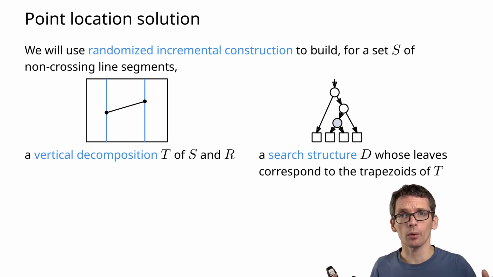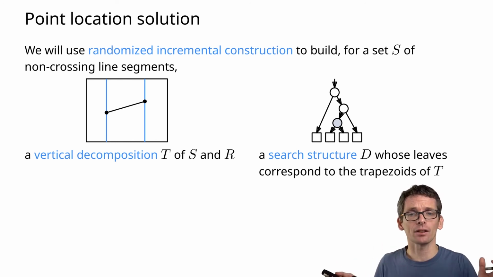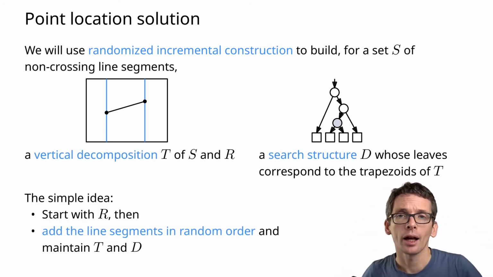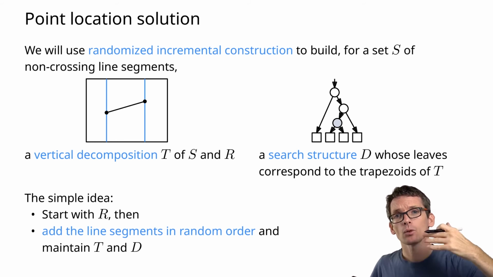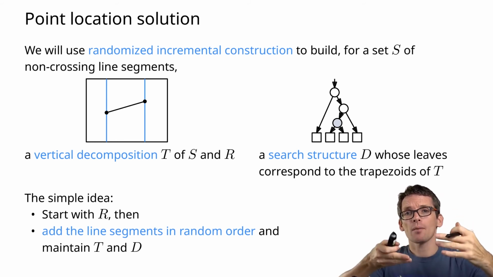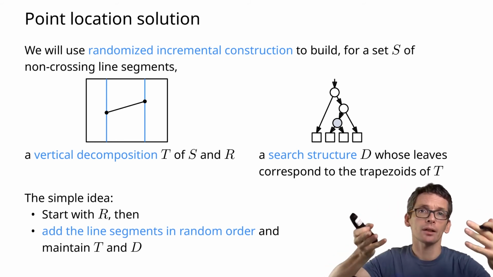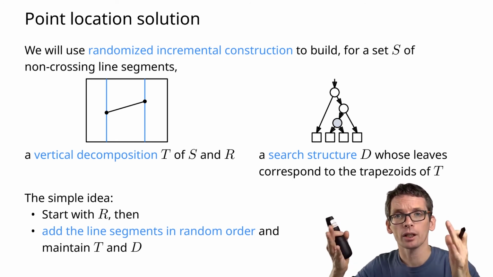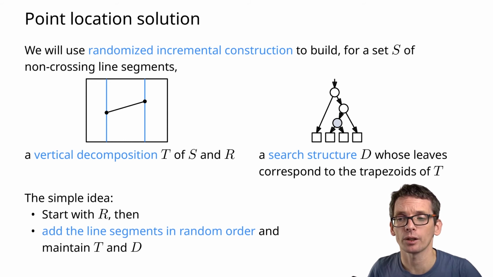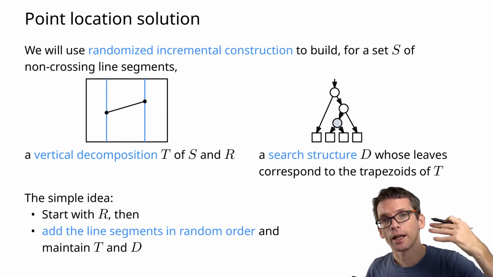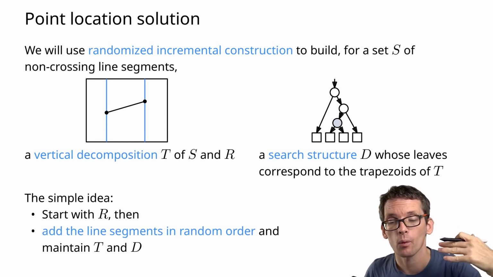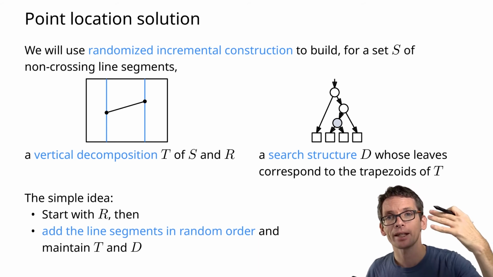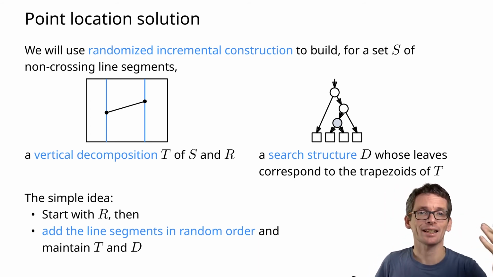And we're going to use a randomized incremental construction. So the idea is very simple. We start with the bounding box, and then we're just going to insert the segments one by one. Every time we insert a segment, we're going to update the data structures, in particular update the vertical decomposition to again have the correct vertical decomposition. And adding these one by one, we're going to do in random order. So we insert in random order, and we maintain both the vertical decomposition and the search structure.